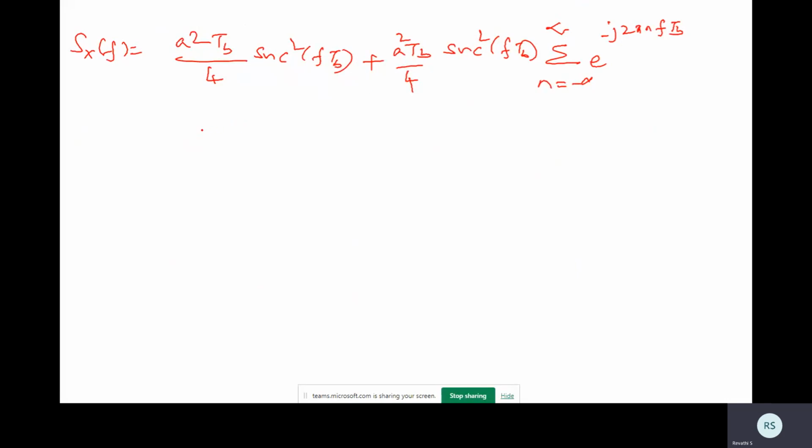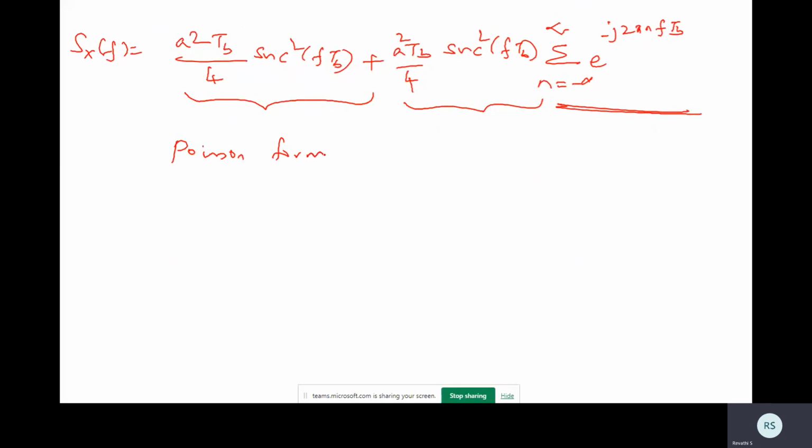Okay, so once you complete this part, we are okay with the first part because it is taking the form of the sinc. We are also okay with this part, but this part, you can see it is in summation e power minus j. So we will try to express this in a different format. So we are going to use the Poisson's formula.